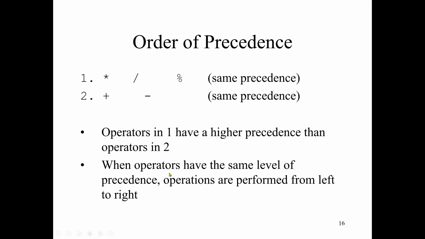Now, when operators have the same level of precedence, then we say that operations are performed from left to right. So if I have arithmetic expression with multiplication and division, then the one that comes first from left will be executed first. But if I have multiplication and addition, it doesn't matter, multiplication can be on the left side or the right side. They have to be executed first before addition or subtraction.